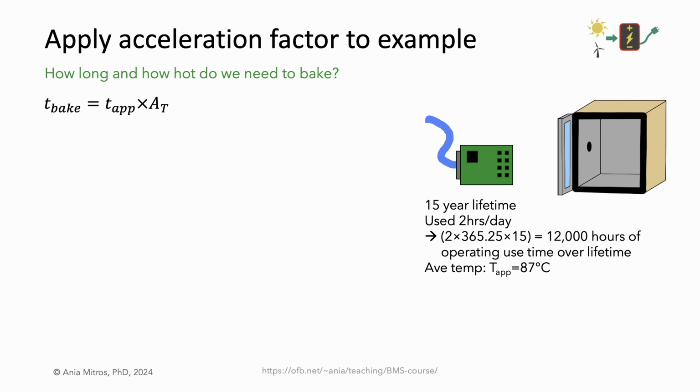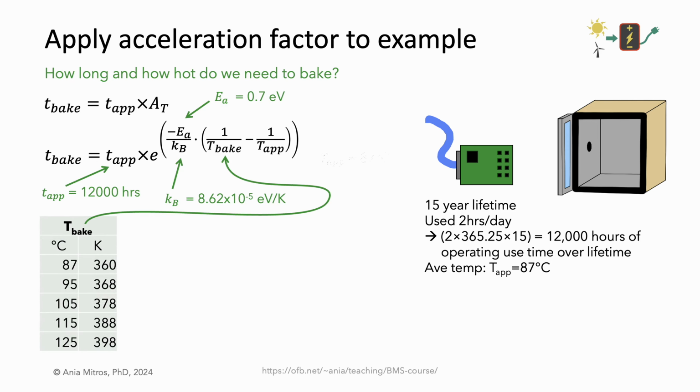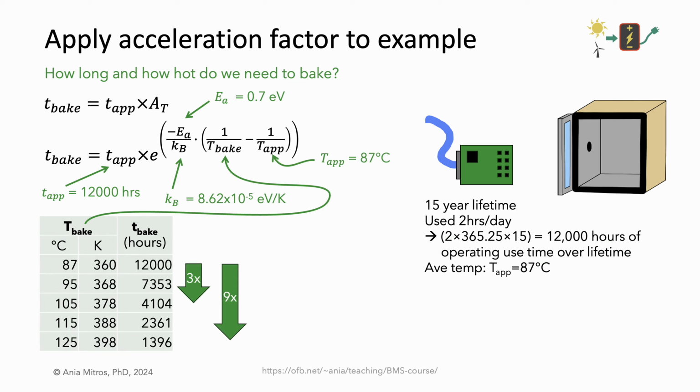The bake time is the application lifetime scaled by the acceleration factor. And here it is, written out. When we plug in all values, we can see that using a higher baking temperature shortens the necessary bake time. And, as expected, it's a very nonlinear relationship. A 20 C temperature increase decreases the bake time by a factor of 3, while a 40 C temperature increase decreases bake time almost 9 times.